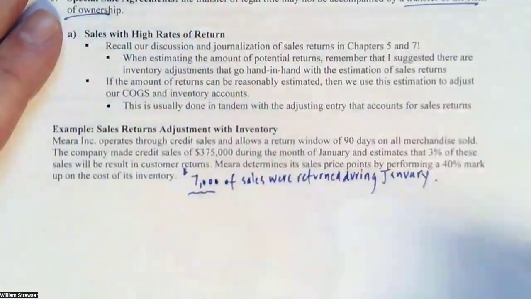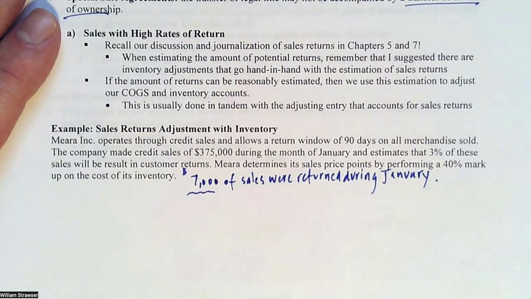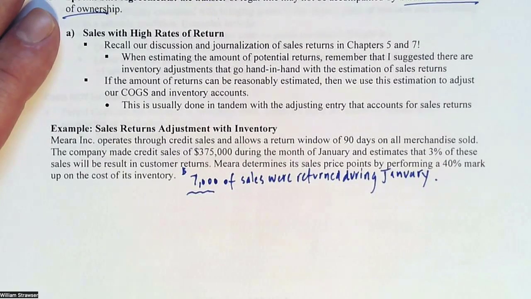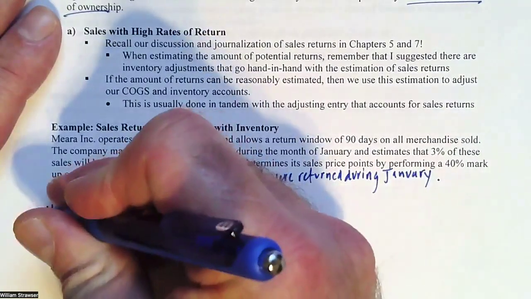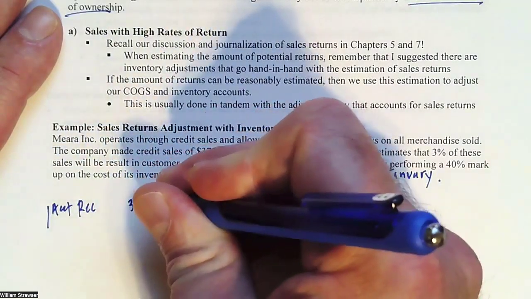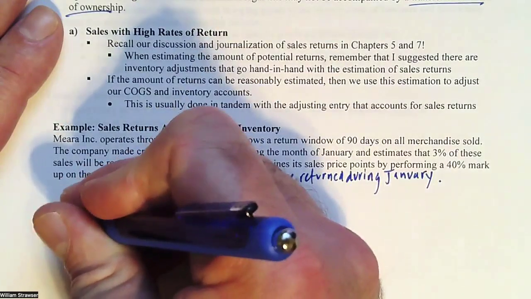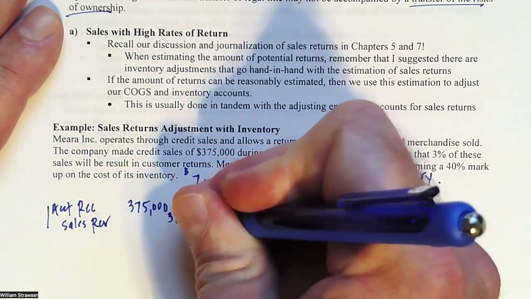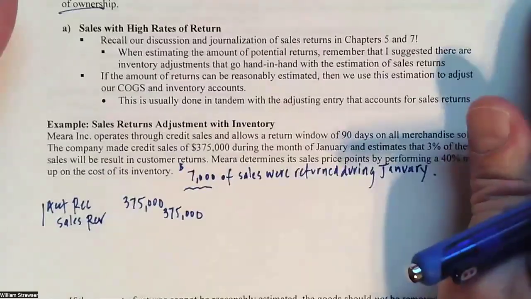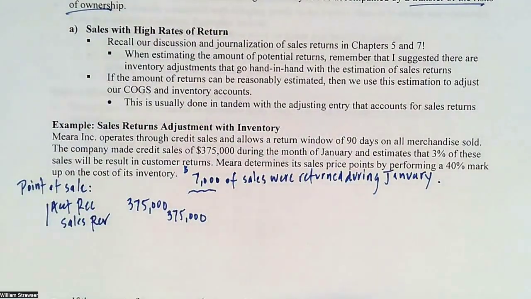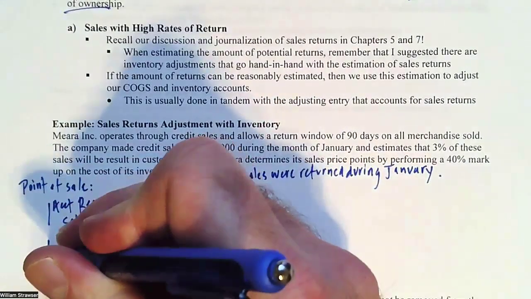Actually, I probably need to do the whole thing here. So when we sold them, we had a debit to accounts receivable for 375, a credit to our sales revenue for 375. So this is at the point of sale.